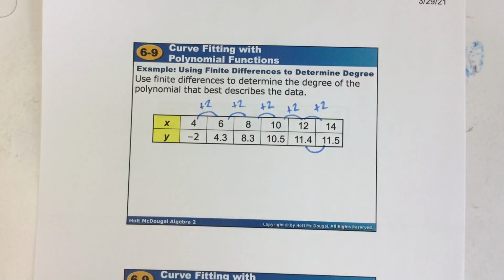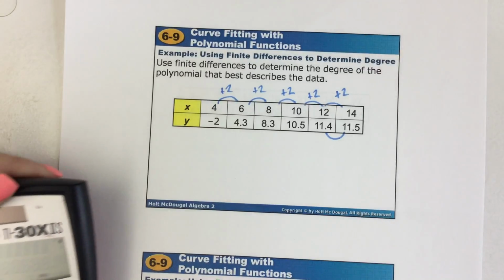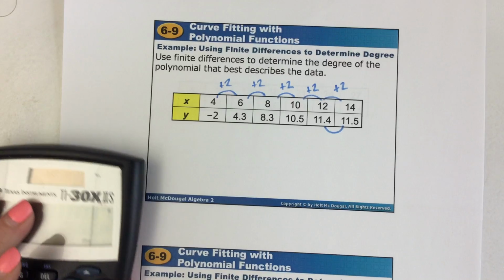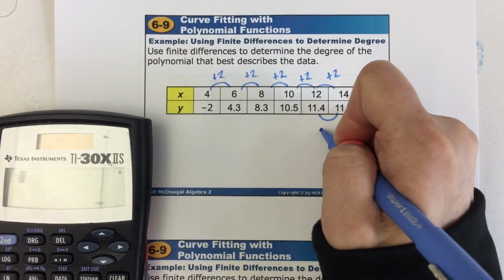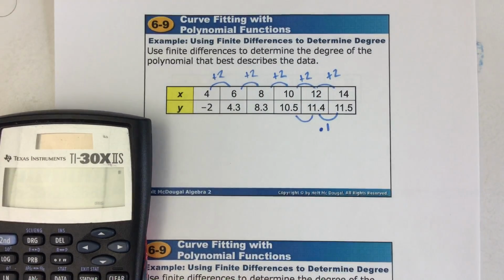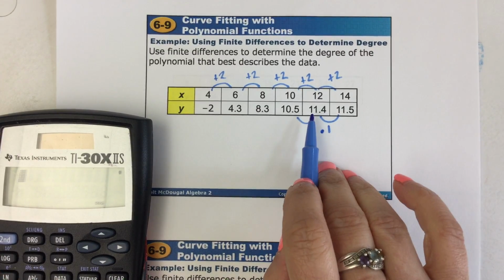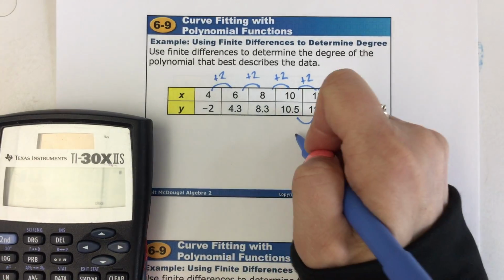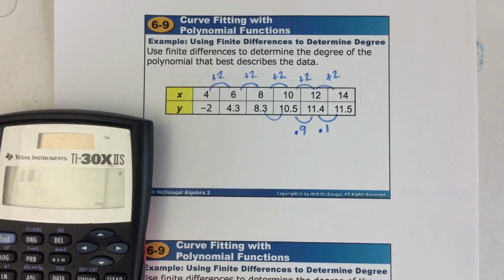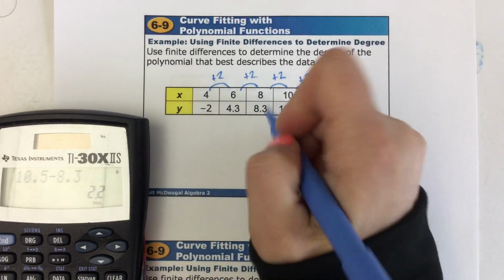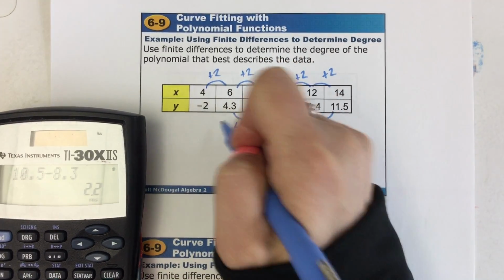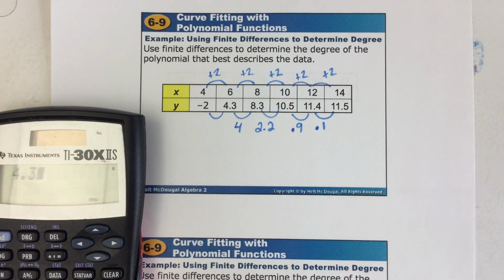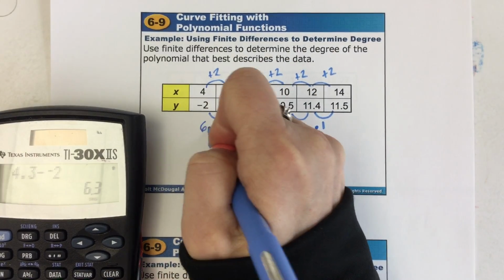Now we subtract backwards. And I know this kind of sounds crazy, but sometimes it's going to be a lot easier just to go ahead and plug in your calculator. We end up with minusing negatives and some crazy things. So 11.5 minus 11.4, well, that's 0.1. Okay, so right away I can do these ones in my head, but have that calculator handy. 11.4 minus 10.5, 0.9. 10.5 minus 8.3, 2.2. 8.3 minus 4.3, 4. 4.3 minus a negative 2, 6.3.